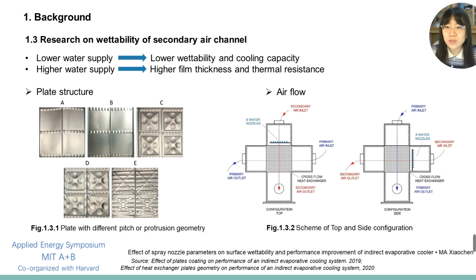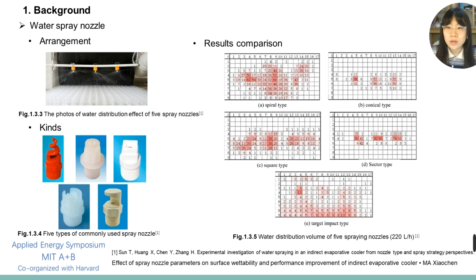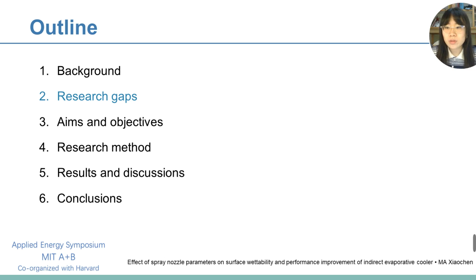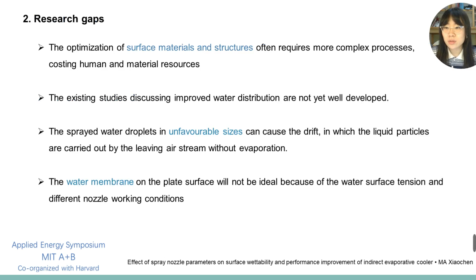like changing the different plate structures from A to E and changing the airflow and water flow directions. There are also some experiments about different types of nozzles, and we can see the results comparison in this figure. But there are still some research gaps.